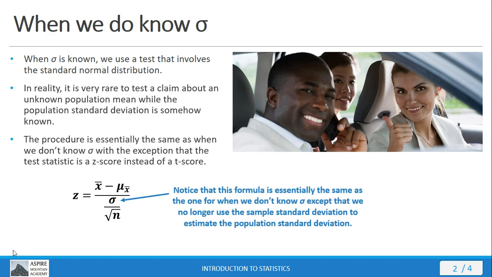Notice this formula is essentially the same, but there's one minor difference, and this is what makes it a z-score. We're actually using the population standard deviation instead of the sample standard deviation, because we actually do know what it is, and so we don't have to estimate it with the sample. We can just take the population parameter and put that into our formula.